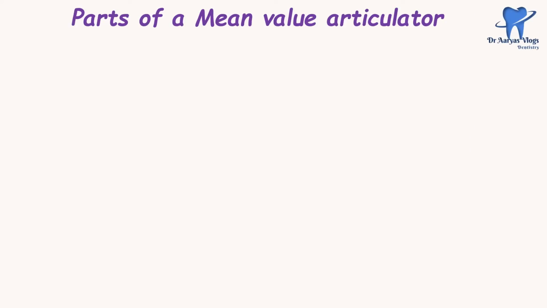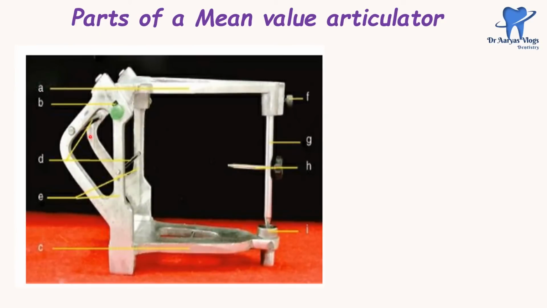Coming to the parts of a mean value articulator. Why is it called a mean value articulator? Actually, it is a non-adjustable articulator, designed using fixed dimensions, which can be derived from the average distance between the incisal and condylar guidance of the population. So it is based on various average values, and that is why it is called a mean value articulator. Let's discuss the parts of this articulator.